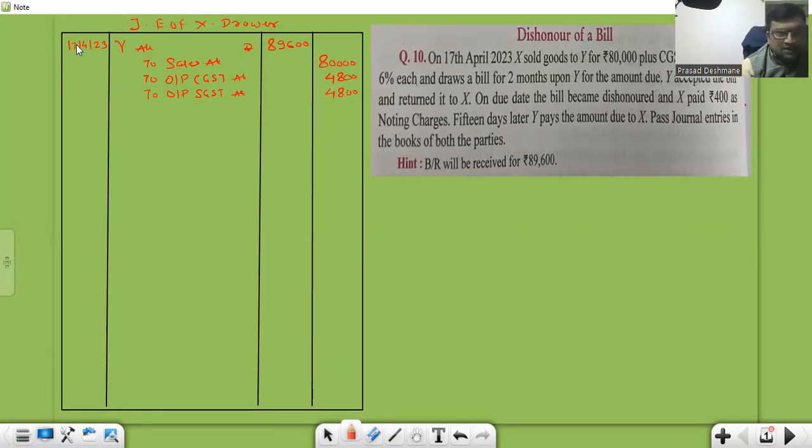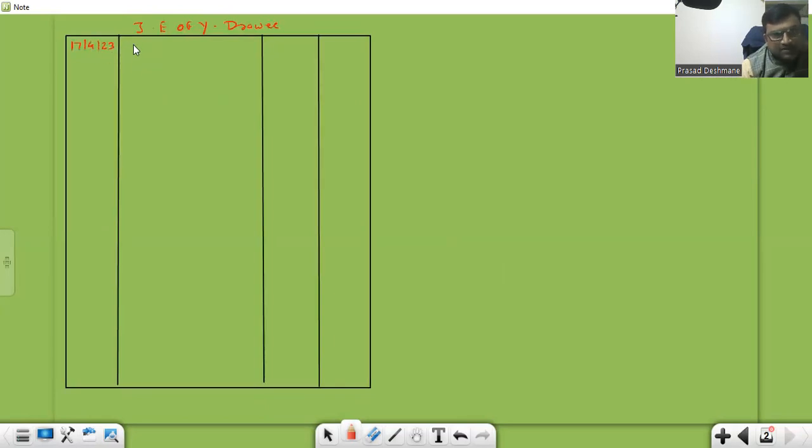In the books of Drawee now, 17th of April 23, debit what comes in? Purchases. Goods are coming in. To X. Debit the receiver, credit the giver. X is the giver. Wait, my bad, we have GST. So input GST we need to debit. To X. So again, for purchases, we'll write the original amount and GST 6% means 4,800. Here also 4,800. So 89,600. Drawer and Drawee. Correct?